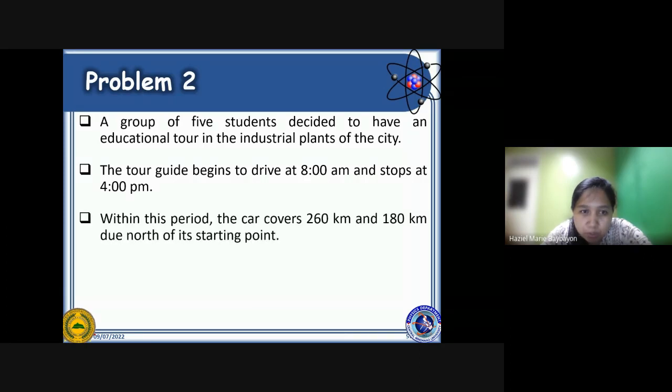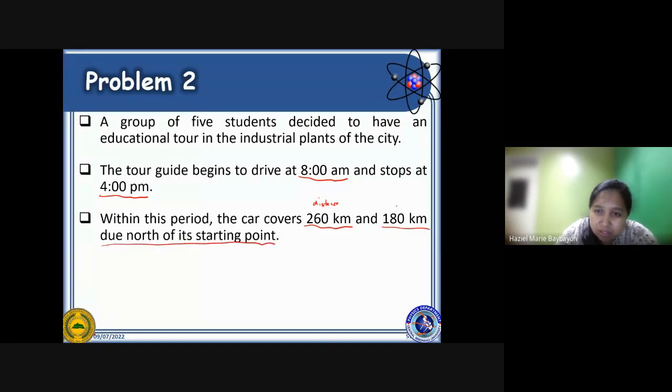Okay. Within this period, the car covers 260 kilometers. So we are given the initial time and the final time. We also are given the total length of path traveled, so this is the distance. And then this one, 180 kilometers due north of its starting point. So we are given the displacement. Displacement ni siya, class, kaya may direction.